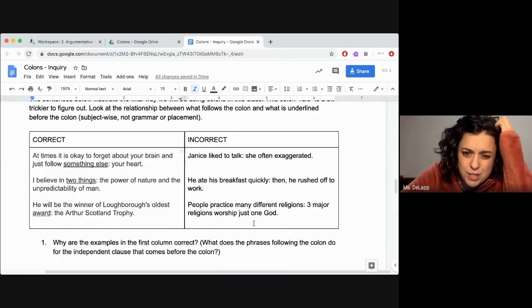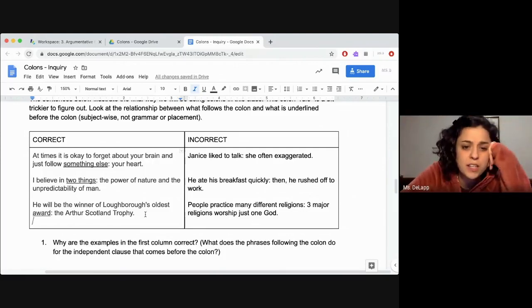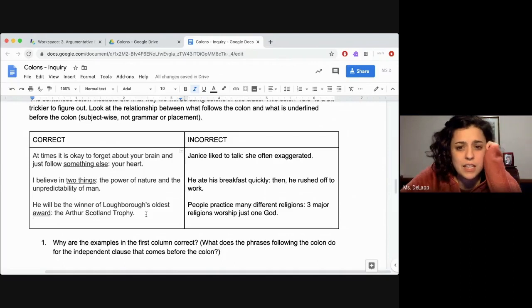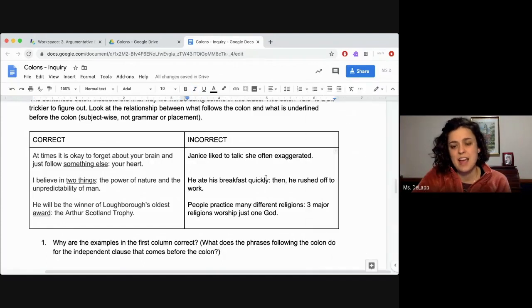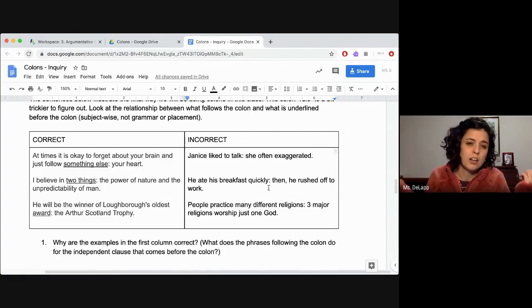So why are these ones wrong if they're doing the same thing the correct column is doing? Let's look at it more closely. In the incorrect column, you have an entire sentence after every colon. So they're trying to connect 2 complete independent clauses together with a colon. We know we do that with a semicolon, though. That's a compound sentence. So that's just grammatically wrong.